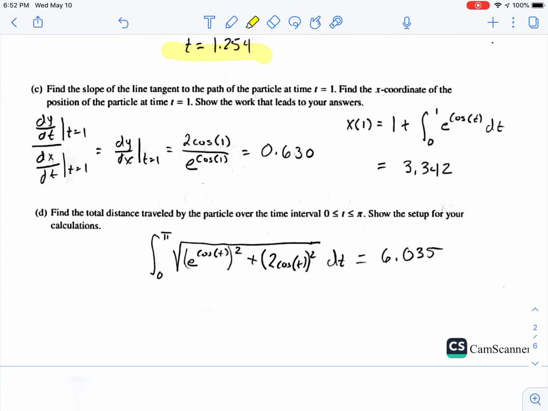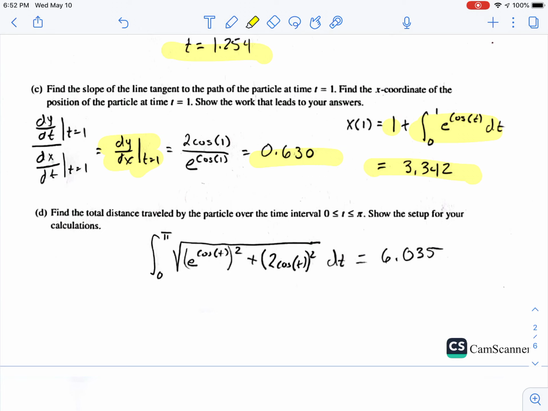Find the slope of the line tangent to the particle at time equals 1. All right, they asked two questions in this one. They're asking your slope of the line, that's your dy dx at t equals 1. So dy dt at 1 over dx dt at 1. You can just do that pretty easily and get 0.63. Your x-coordinate of the position, well, we had an initial position of 1 plus our displacement in the horizontal direction, which is our dx dt times dt from 0 to 1, and we end up getting 3.342.